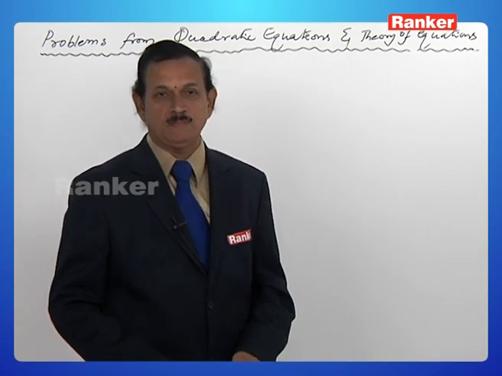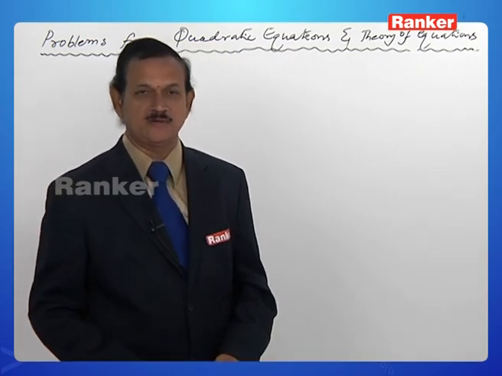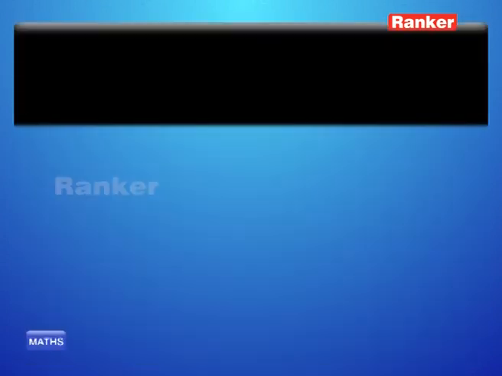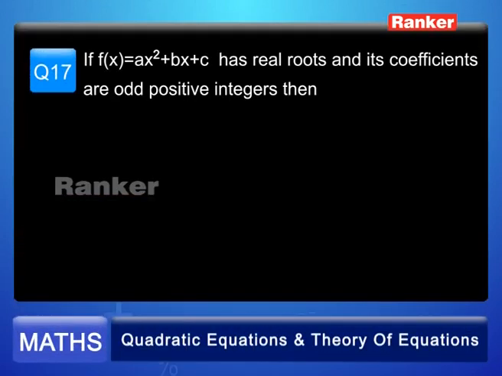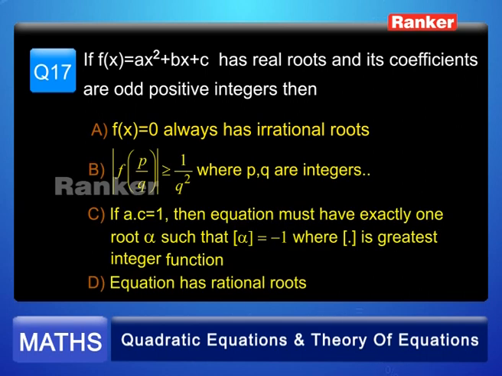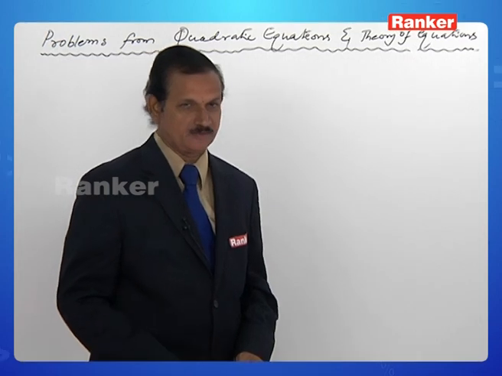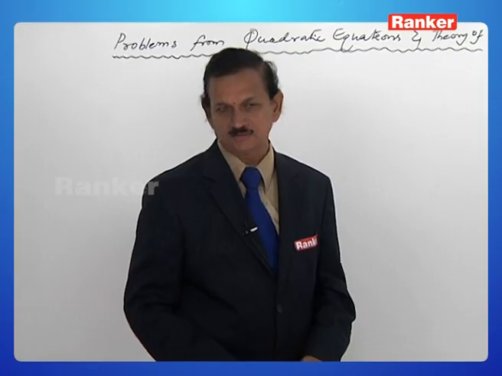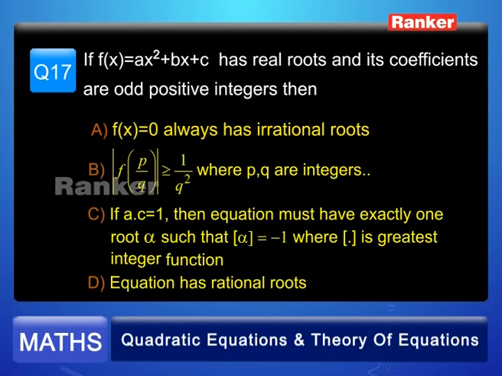We solve some more problems in quadratic equations and theory of equations. The next problem is problem number 17. If f of x is equal to ax square plus bx plus c has real roots and its coefficients are odd positive integers, which is a special thing to be noted, that is, a, b, c are odd positive integers, then first option, f of x equal to 0 always has irrational roots.